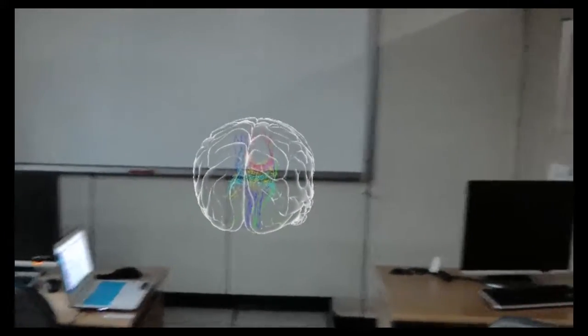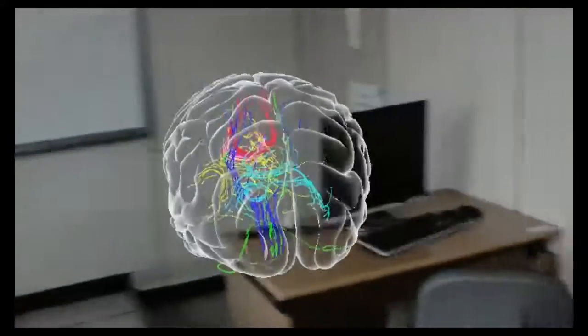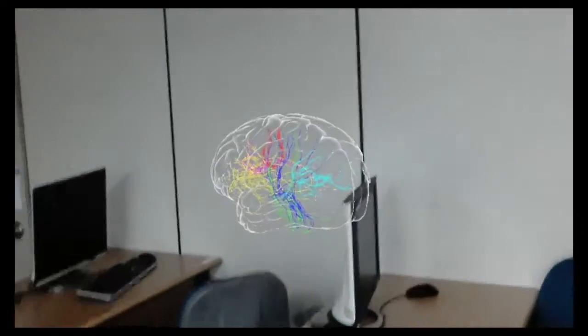Now let's take a look at the white matter tracts, which show the major neural pathways that deliver information to and from the brain.